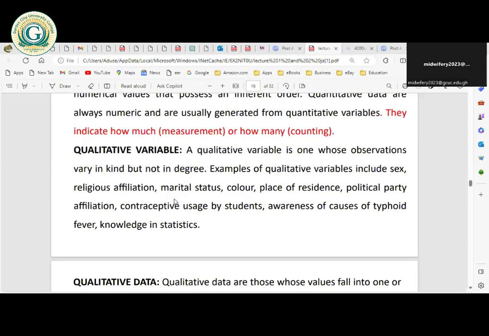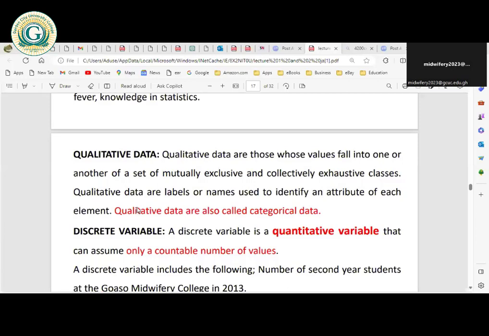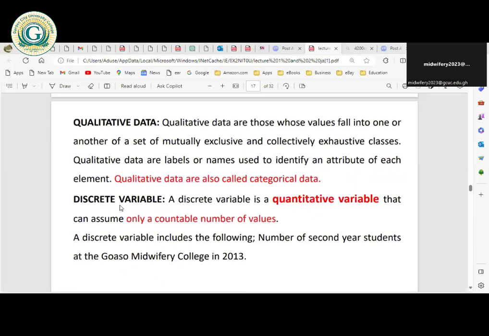Like your marital status, you can get three, for example divorced, attached. It depends on how the researcher defines it. So you always get them as categories. Your residence, your religion, you can get in categories. You get my point? So they are qualitative variables, and any data that contains qualitative or categorical variables is referred to as qualitative data.